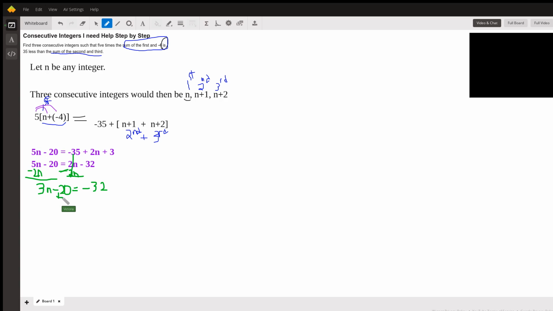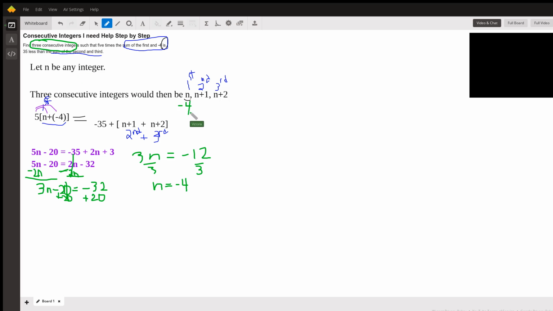So then I'm going to add 20 to both sides. And then these go away, and I end up with 3n equals -12. So if I divide both sides by 3, I find out that n equals -4. Now that's not the answer. We need 3 consecutive integers.